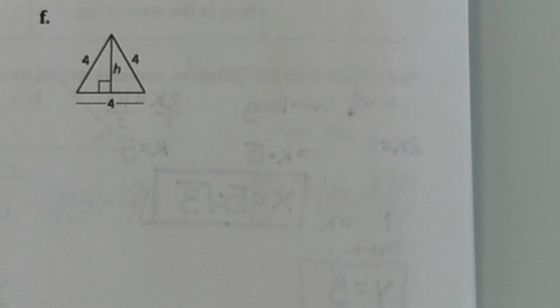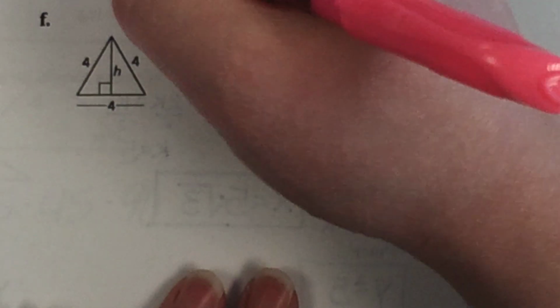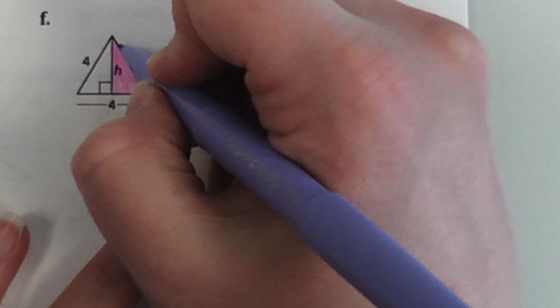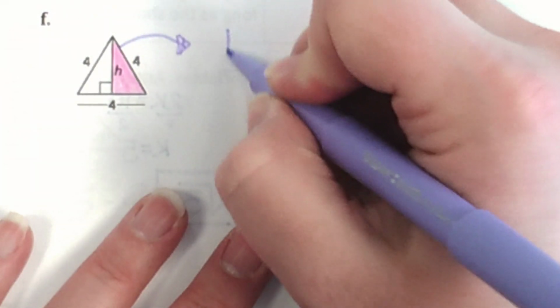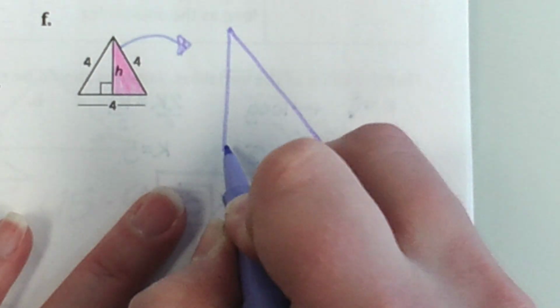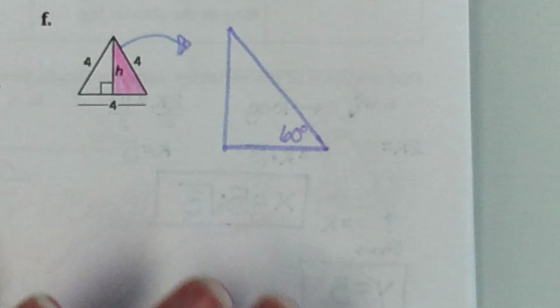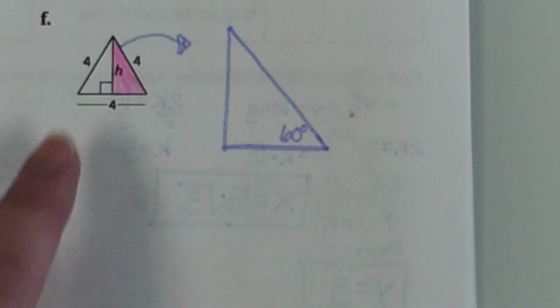So, in an equilateral triangle, if you draw down what's known as the altitude, you create two congruent triangles, but not just any congruent triangles, two congruent 30, 60, 90 triangles. Go team. Will these be on the test? Maybe. That's a 60-degree angle.